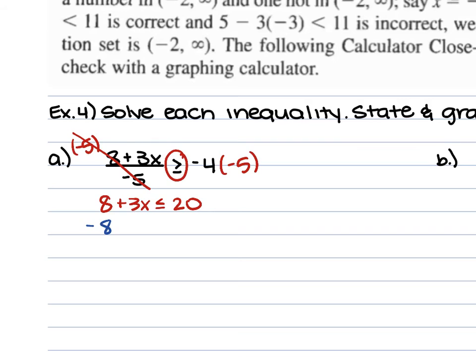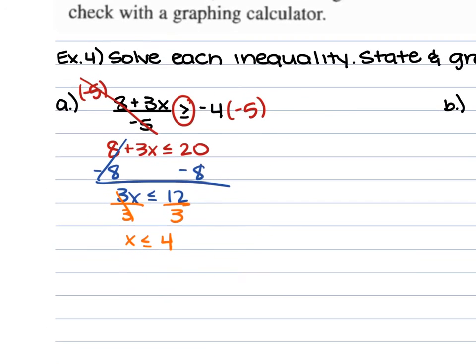From here, we just subtract the 8 from each side. We have 3x is less than or equal to 12, and then we divide each side by that 3, and we have x is less than or equal to 4. On our number line, we're going to find that 4. We have a closed circle on that 4. And our line runs to the left because our inequality has that variable that comes first, and our sign points to the left.